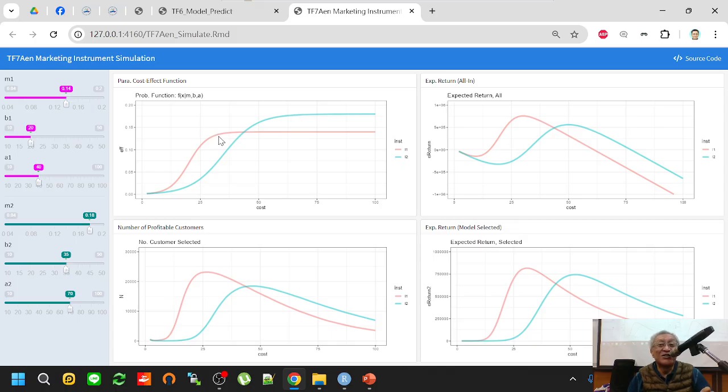Okay, so with that we can simulate the expected return, right? We'll know what is the optimum cost for each of the instruments, right? And we also know the expected return when we use these two instruments. And this is the number of customers selected. Okay.